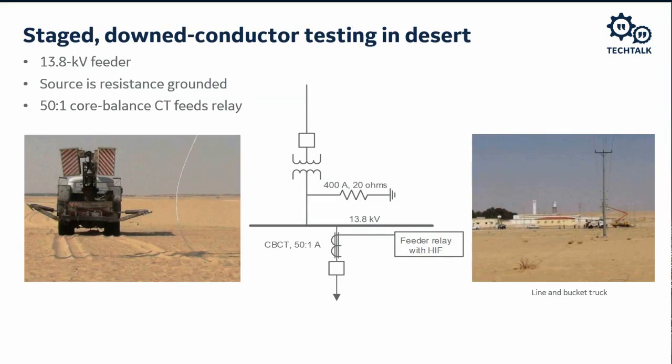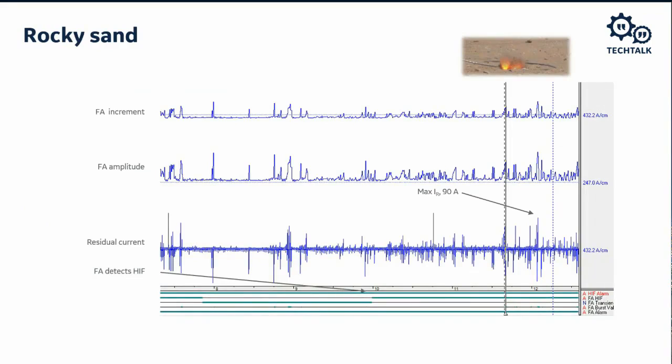Method P HIF detection field trials were performed on a 13.8 kV feeder with a resistance grounded source. A 50-to-1 core balance CT fed the protection relay. Here are some waveforms recorded from these down conductor tests. These waveforms show the erratic signature of arcing in rocky sand. Note the transition from FA transient to FA HIF marked in this graphic.